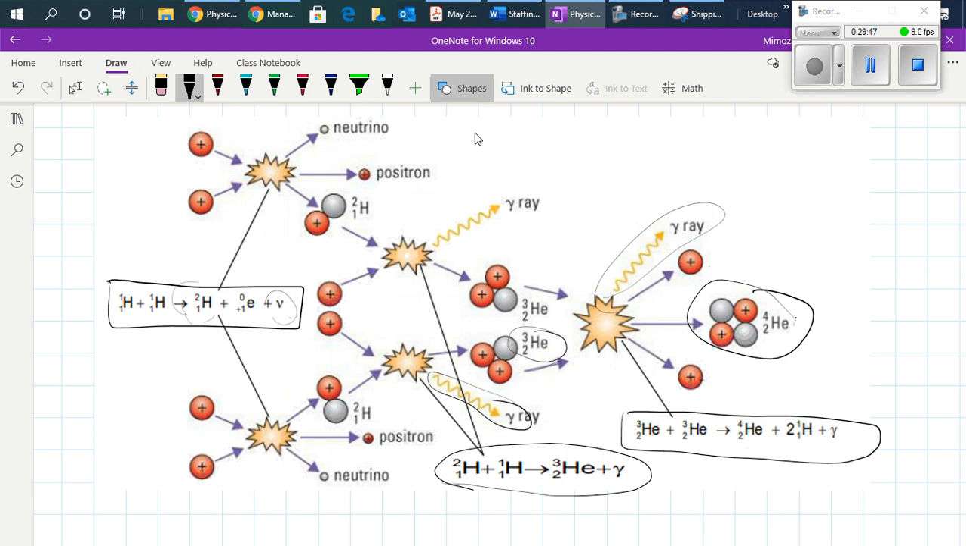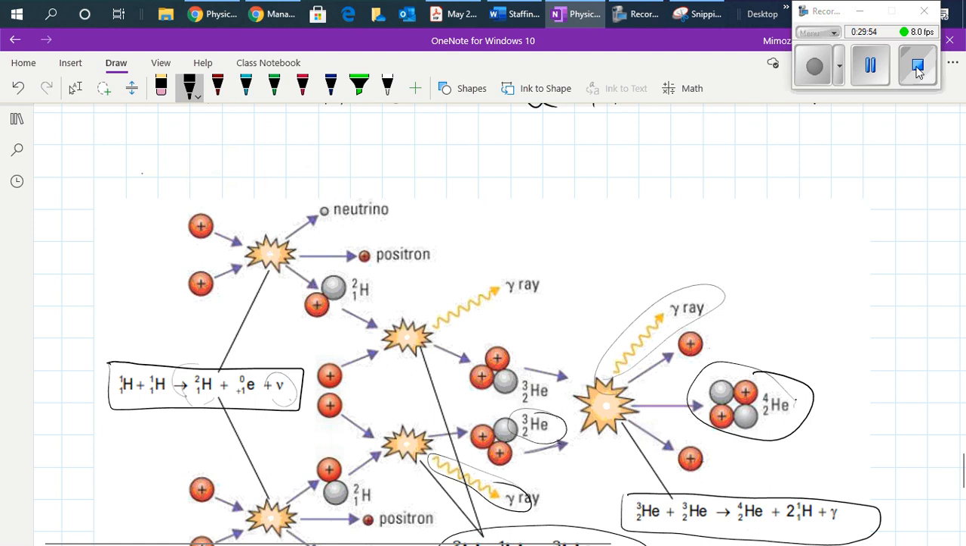Okay. This is nuclear fission and fusion. Next one will be the radioactive reaction, and we'll continue with the rest of it.